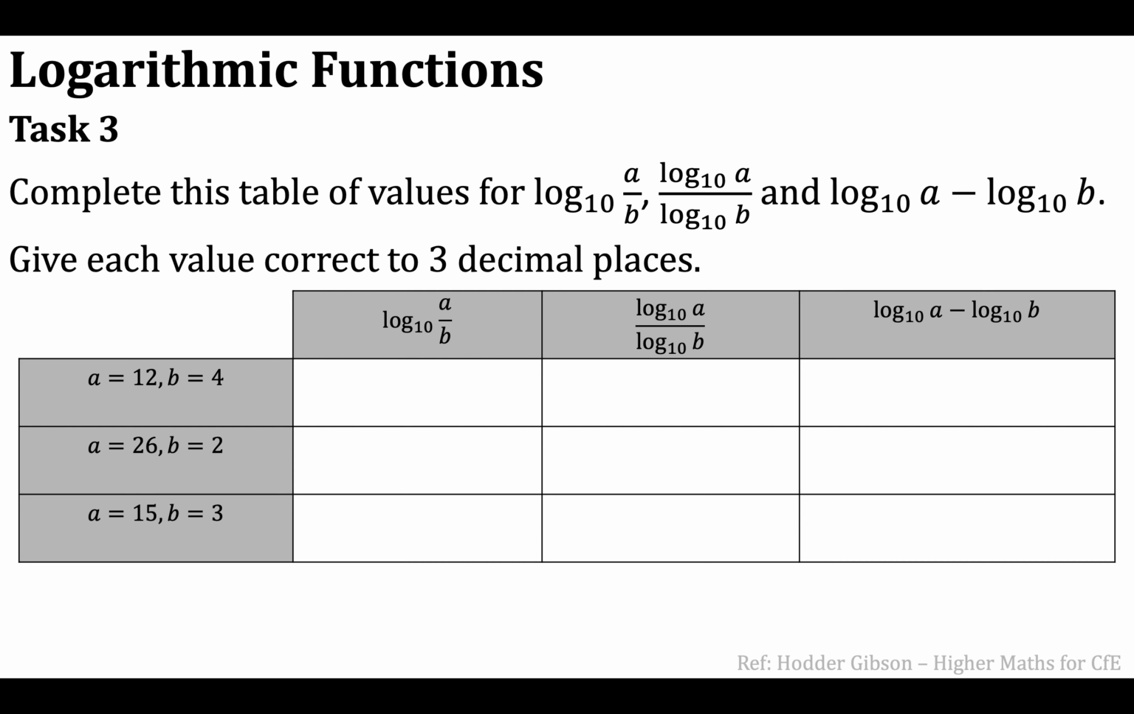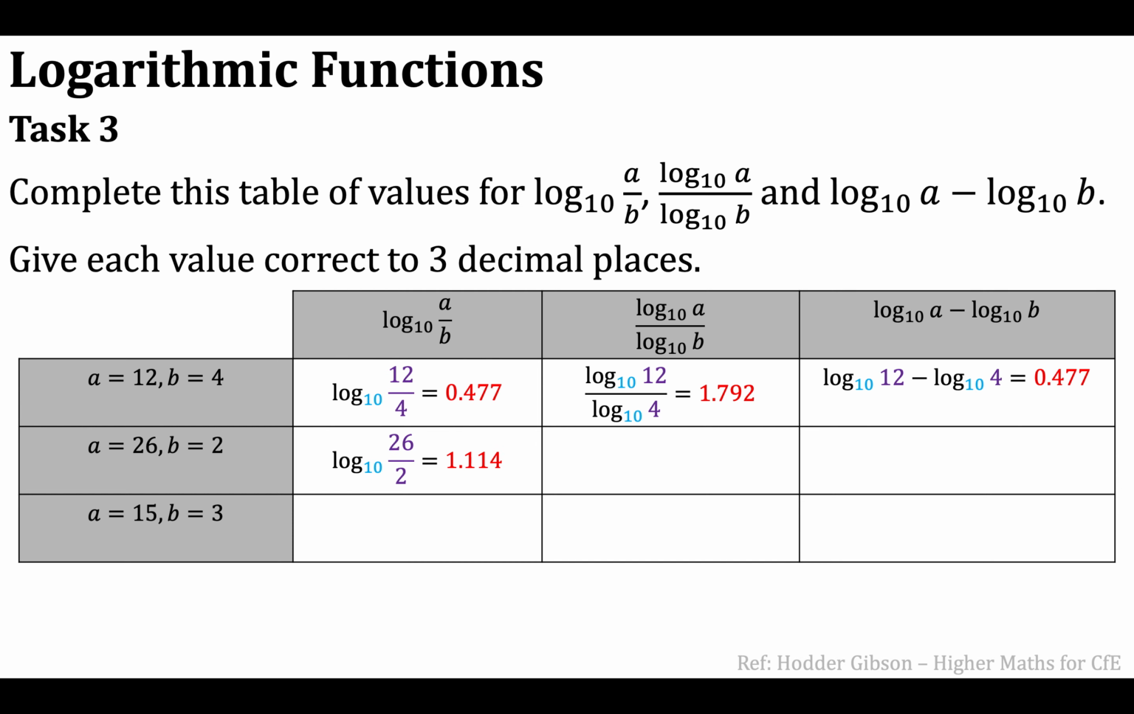Welcome back, folks. So hopefully you've got on well with that and you've substituted all of these in. The first one we can see here would be log to the base 10 of 12 over 4, which is log to the base 10 of 3, and that is equal to 0.477. For the second one, log to the base 10 of 12 over log to the base 10 of 4 is equal to 1.792. And the subtraction of the two separate logarithmic functions is 0.477.